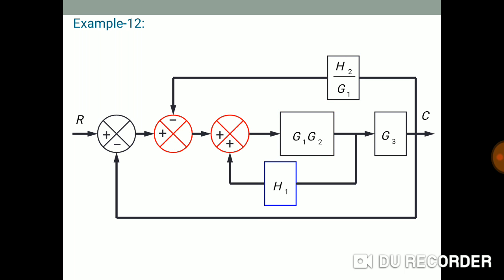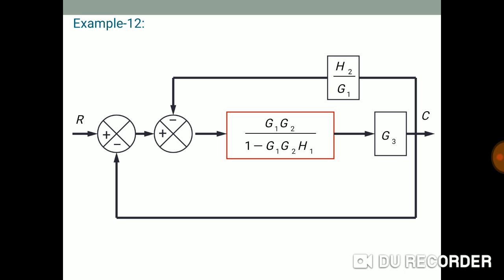Next, we have to exchange the summing point in between H1 and H2 upon G1. Here we have exchanged that, and then after exchanging we have solved this feedback of G1, G2 and H1 with the help of the formula G(s) divided by 1 plus or minus G(s) into H(s). Here our G is G1 into G2 and H is H1. This is the answer for that.